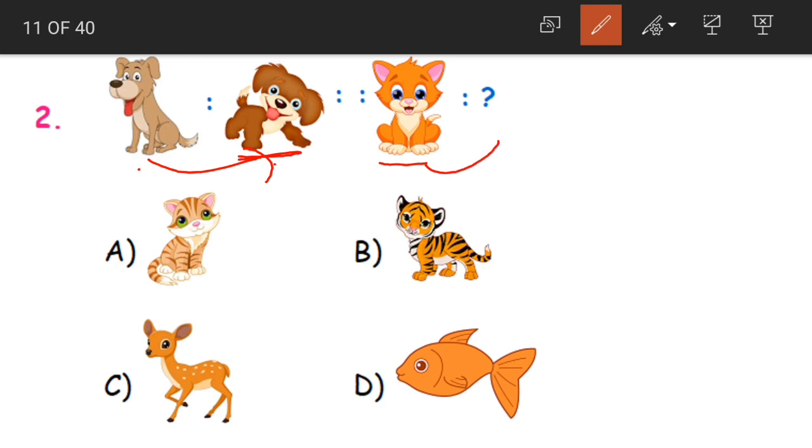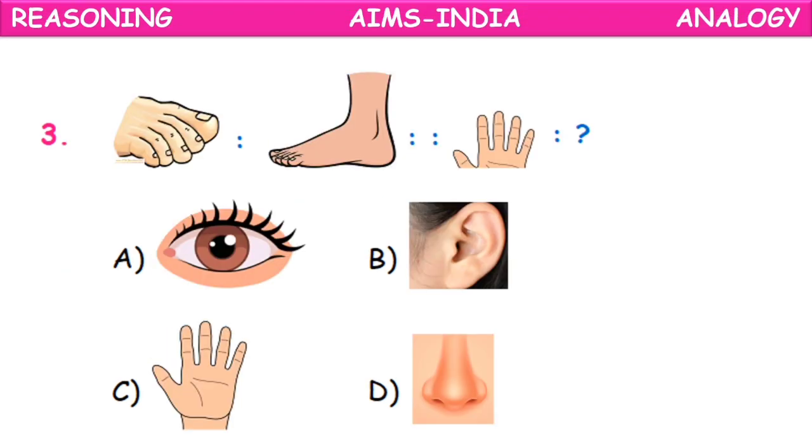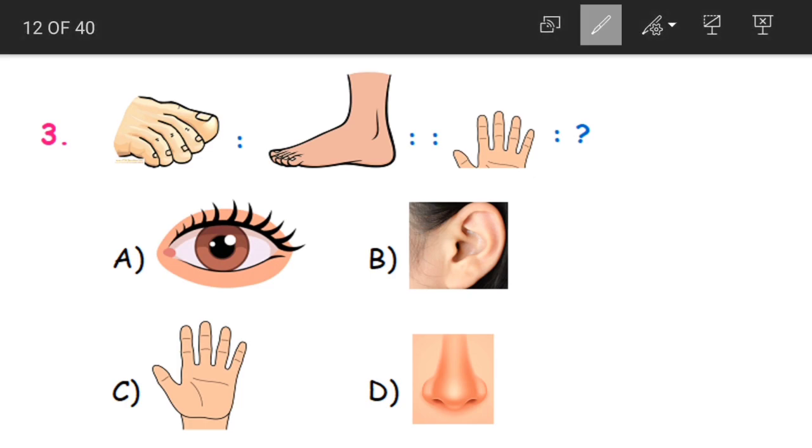In the same way, what is the offspring of cat? Is it kitten, tiger, deer or fish? It is our kitten. Yes, cat gives birth to kittens. So option A, kittens, is our correct answer. Next, question 3. Toes. These are called our toes. Yes, the fingers that we have on our legs. So toes is to legs as fingers is to dash.